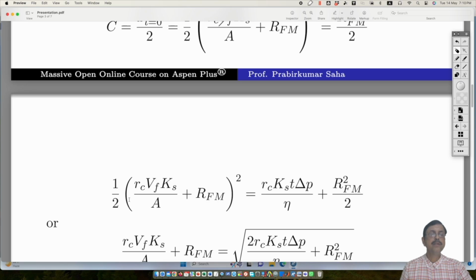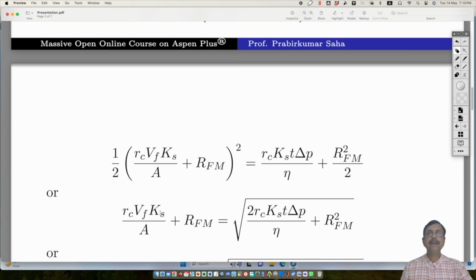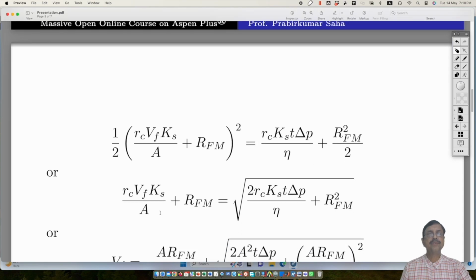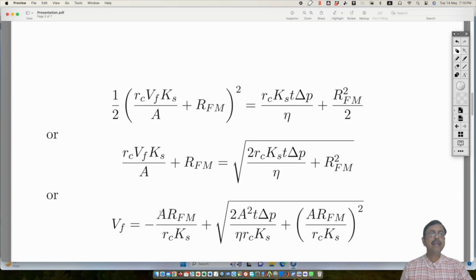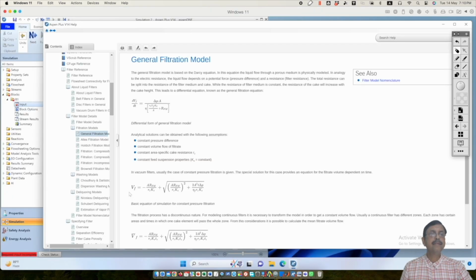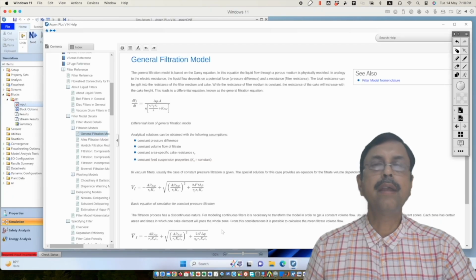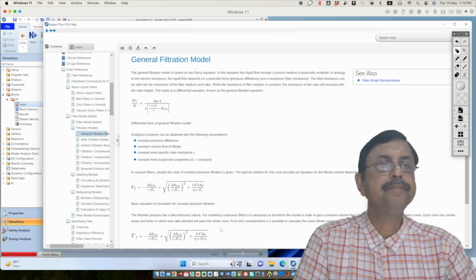So 1 by 2 x squared. So this x squared is equal to this plus Rfm squared by 2. And just do the algebraic rearrangement of the equation, and you will find the final form Vf is equal to this, which is the same as this one. Okay, so that is how the derivation is done.